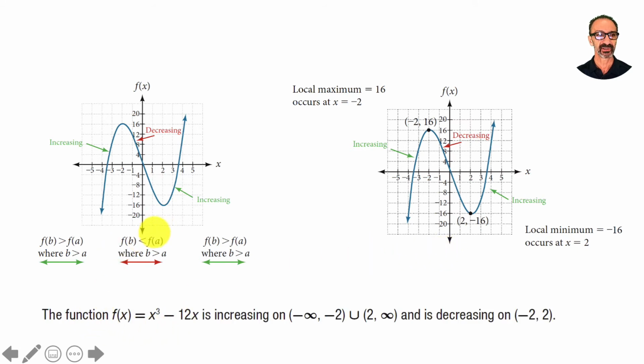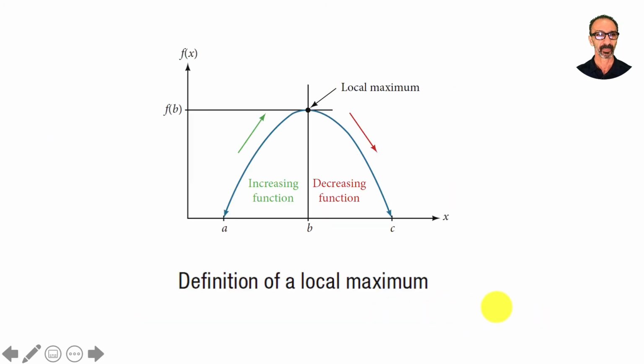So the function right here, graphed, which is x cubed minus 12x, is increasing on negative infinity to -2, as I mentioned, union 2 to infinity, this portion and this portion, and decreasing in the middle between -2 and 2. This would be a good definition of local maximum. Once you are increasing, then back decreasing, this point will be called local maximum. Same applies for local minimum when you go down, then back up.